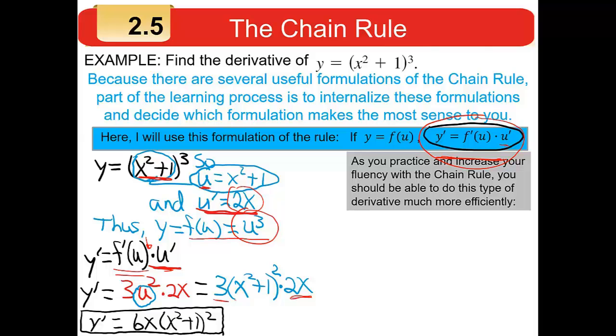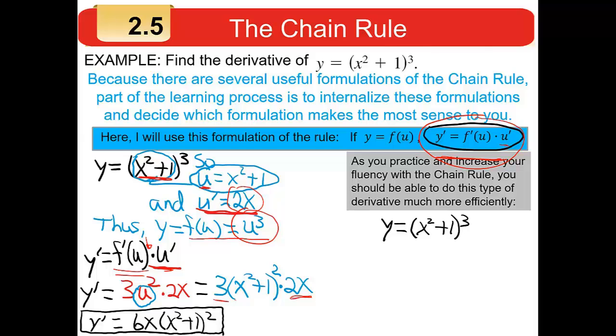So anyway, let's do this again, and I'm going to model the way I want you to be able to do it by the time you've really learned what this rule is telling you to do. So let's do it again. The function is y equals x squared plus 1 to the third. The chain rule says basically you take the derivative of the outside function and then multiply it by the derivative of the inside function. Well, the outside function here is the thing that gets cubed.